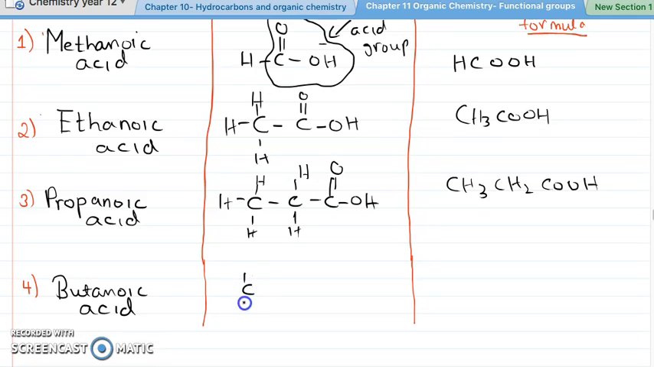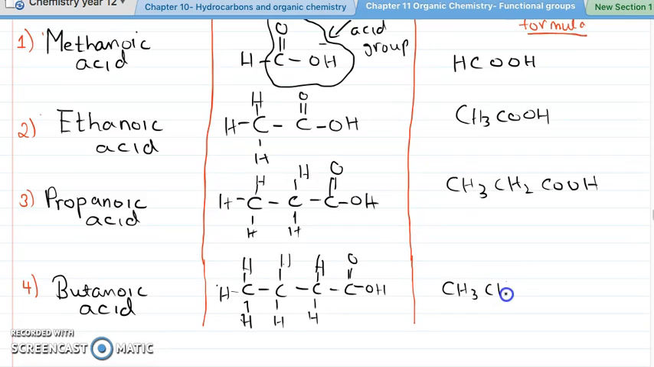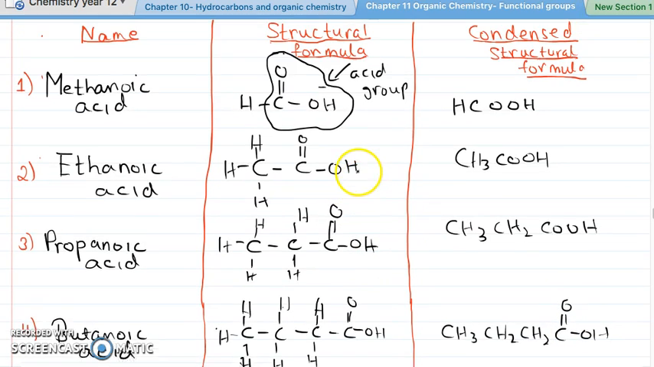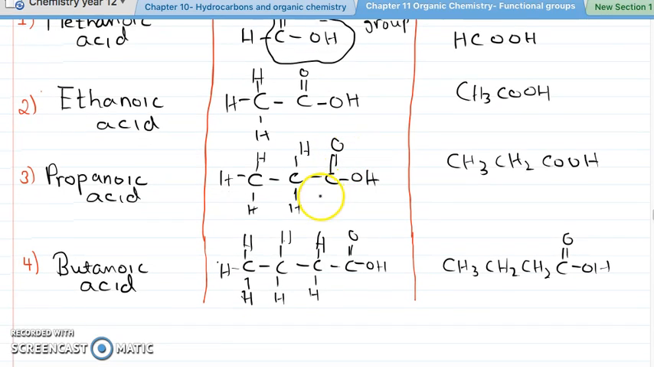Butanoic acid, same thing. Four carbons: 1, 2, 3, 4, and C double bond O, OH. So those are all the structural and condensed structural formulas for the first four acids.